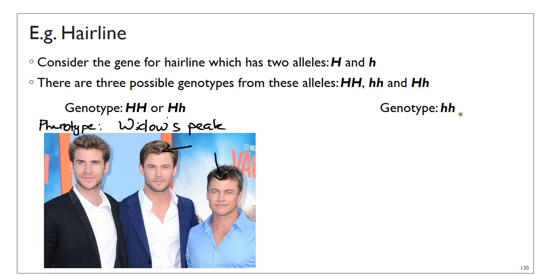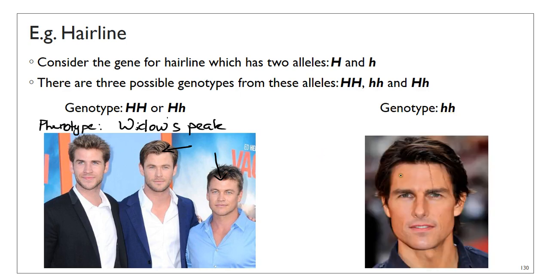However, if you have the homozygous lowercase genotype, then you're going to have a straight hairline. So this is a straight hairline, for example, Tom Cruise. So the phenotype that you can see is straight hairline. So you either have widow's peak or straight hairline. Now, obviously, how deep the peak is also varies between individuals as well. Which one do you have? I actually have a straight hairline, so this would be my genotype.